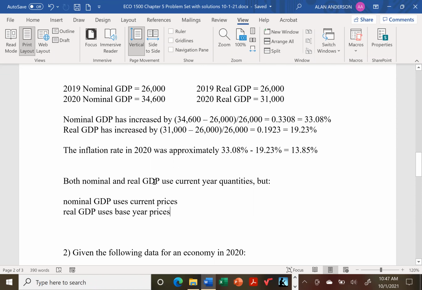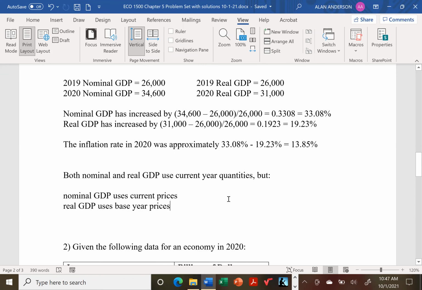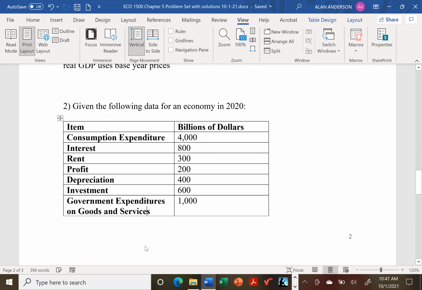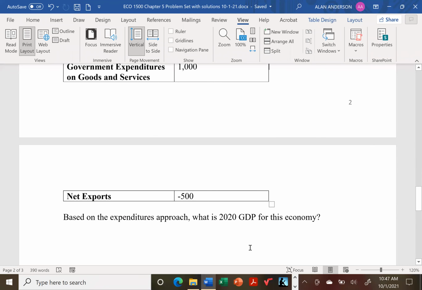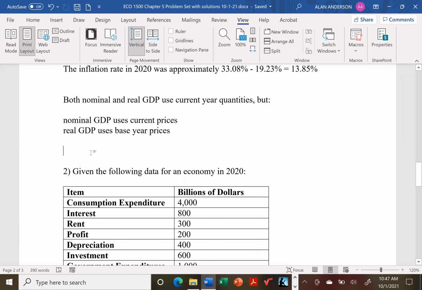That's the difference. Okay, so let's remember that. All right, good. Now this one is very straightforward. You've got a bunch of data here, but it says here to use, let me move this down to the next page.